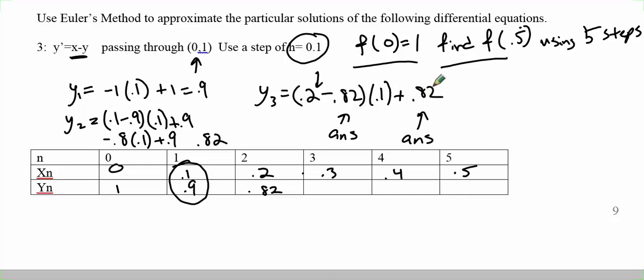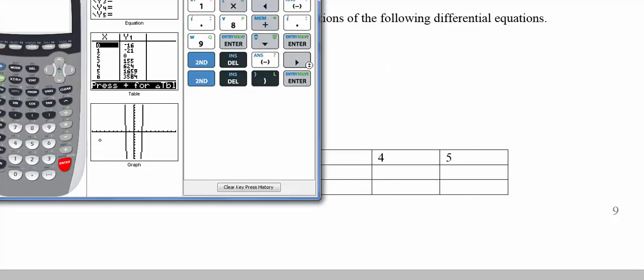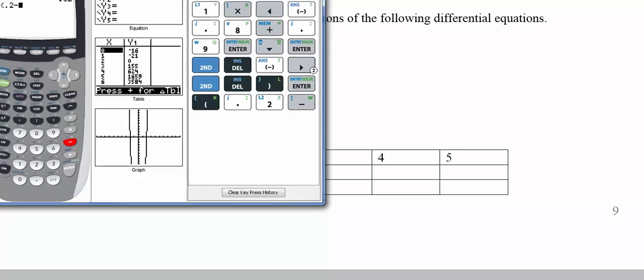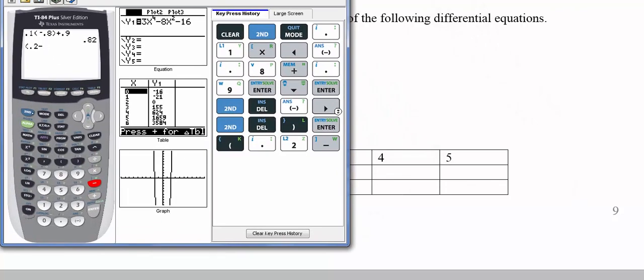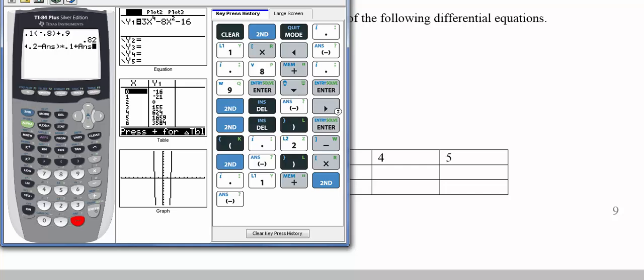So my answer is 0.82, right? And so we've got to do 0.2 minus 0.82 times 0.1 plus the 0.82, but using just the answer. Alright, so parentheses, 0.2 minus, sorry, I'll move this back into focus a little bit, the answer, times our step size, which is 0.1, plus our old value, which is the answer. Okay, so there's my next one.